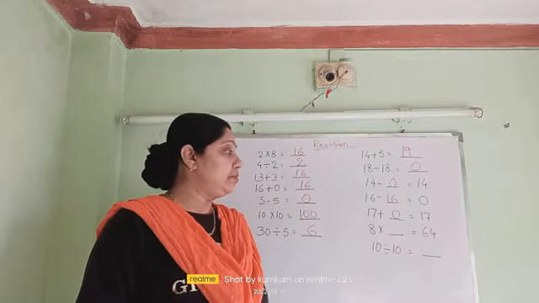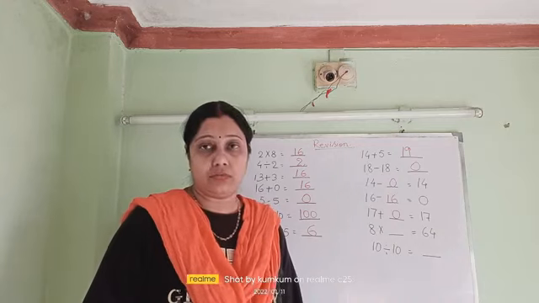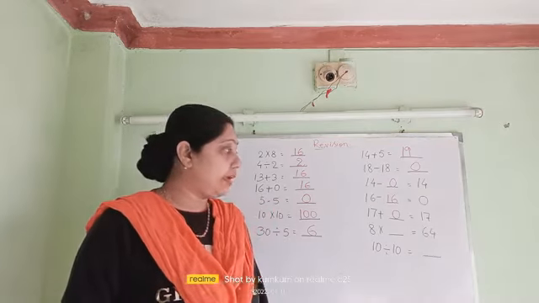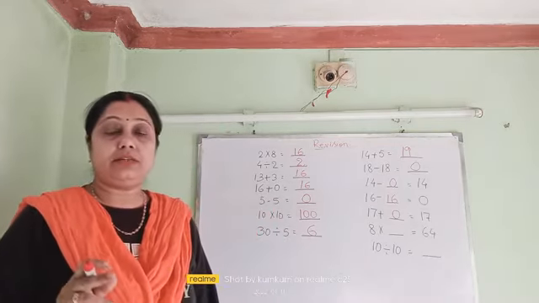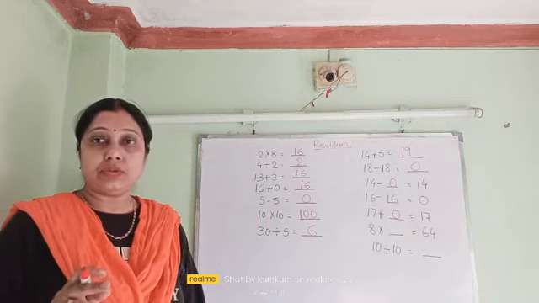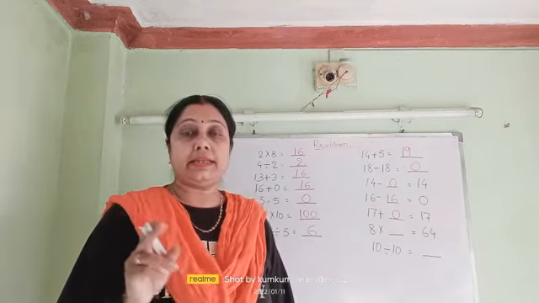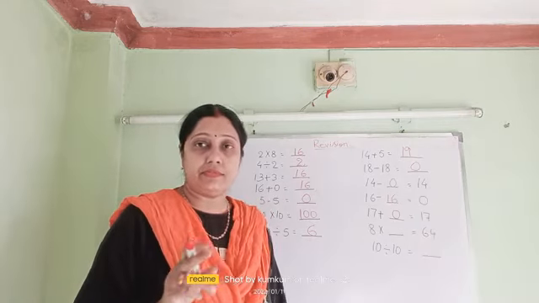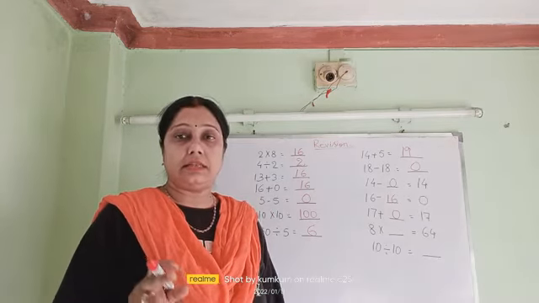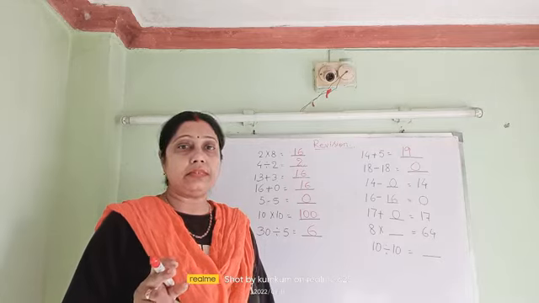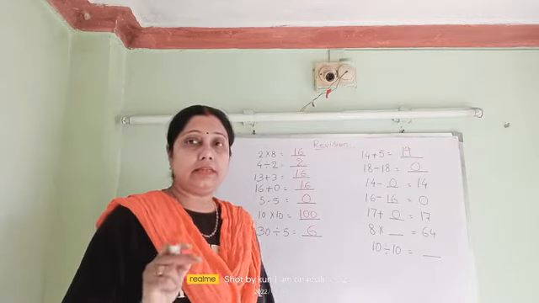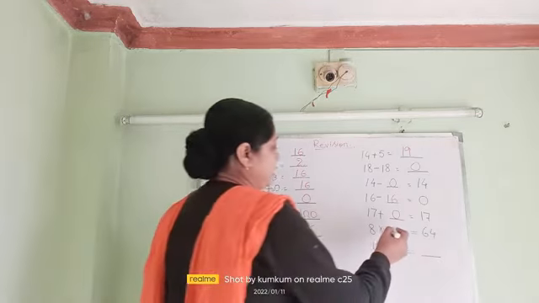Next, 8 multiplied by how much is 64. So we have to read the table of 8. 8 ones are 8, 8 twos are 16, 8 threes are 24, 8 fours are 32, 8 fives are 40, 8 sixes are 48, 8 sevens are 56, 8 eights are 64. So that means 8 multiplied by 8 is 64. So we are going to write here 8.